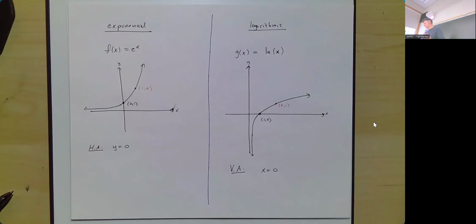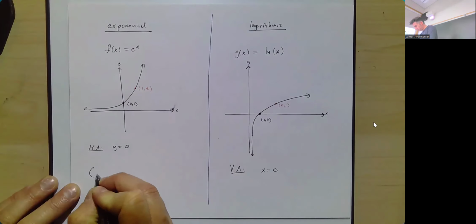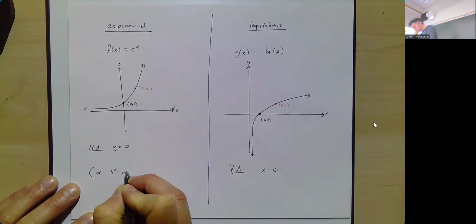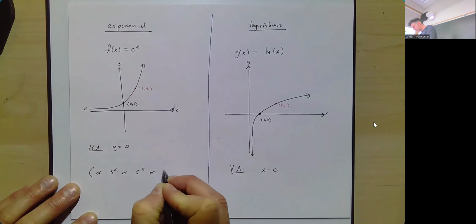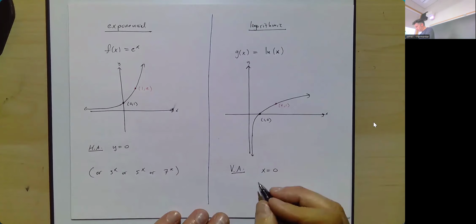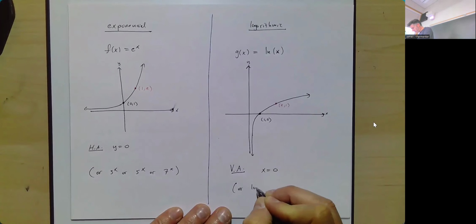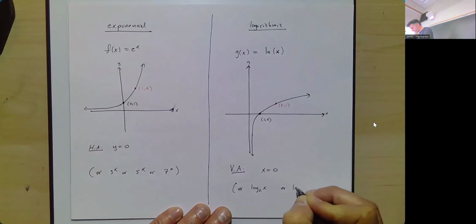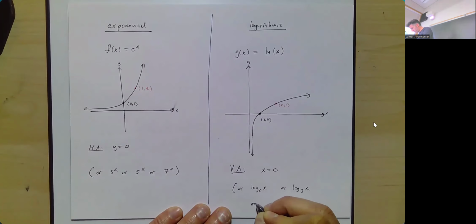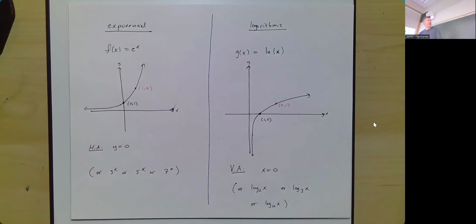And again, this could be 3 to the x, or 5 to the x, or 7 to the x. And this could be log base 2 of x, or log base 3 of x, or log base 10 of x. I should have just written log of x. Any of those functions would be equally suited by graphing this.